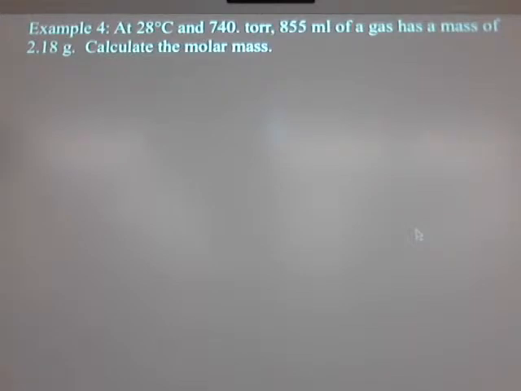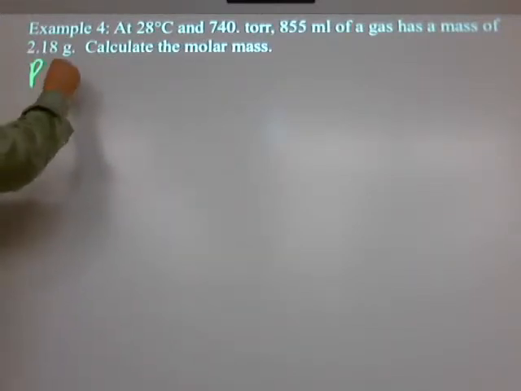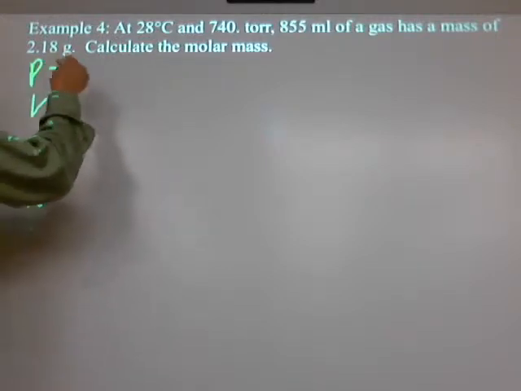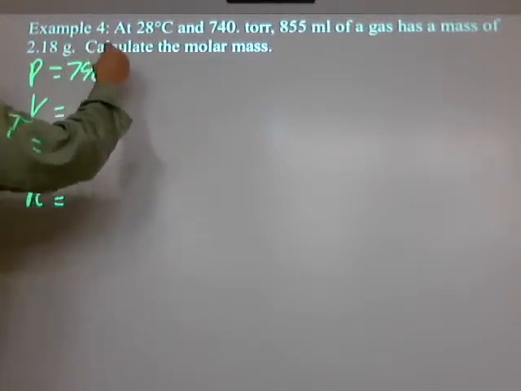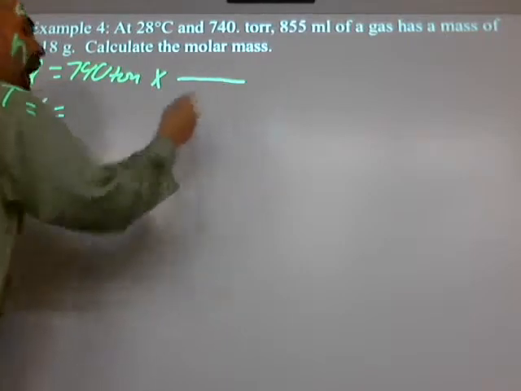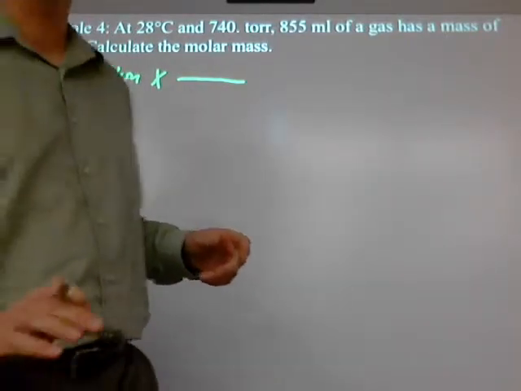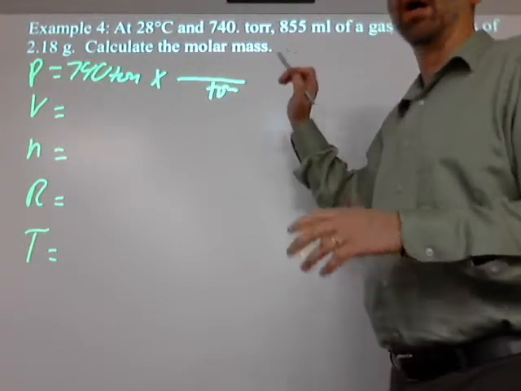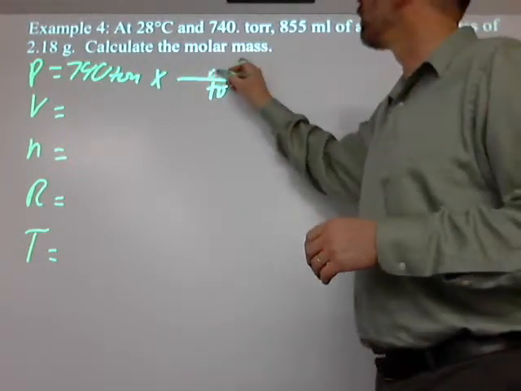Let's write down the given information. We'll start out the same way we always do: P, V, N, R, T. And we'll look for everything we need to find. What's my pressure up here? 740 torr, right? I can't use that. Remember, in the ideal gas law, I've got to convert everybody to use a constant. I've got to convert all the pressures to atmospheres.